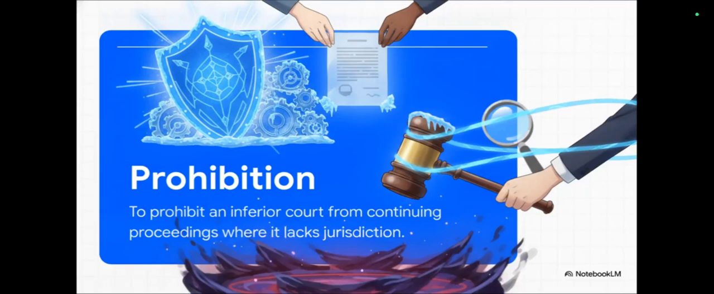But wait, what if you catch them before they issue the order? That is where prohibition comes in. Our source defines it exactly as it sounds, the act of stopping something. Its entire purpose is to prohibit an inferior court from continuing the proceedings in a particular case where it has no jurisdiction. You use this writ to completely freeze the process before the damage is even done.